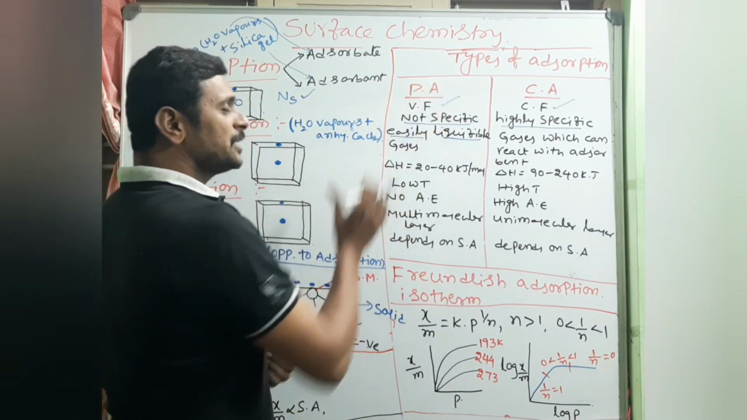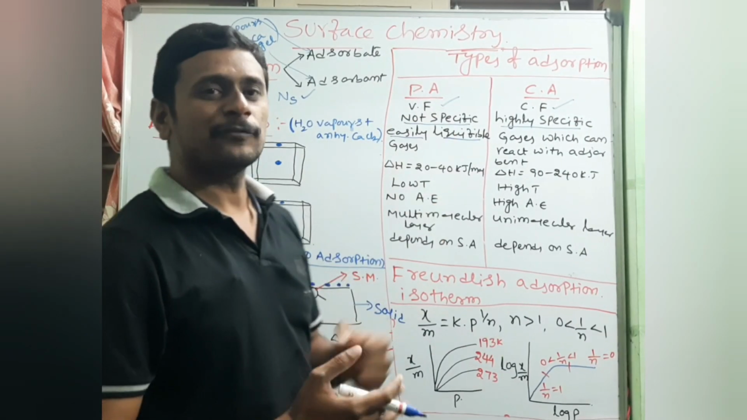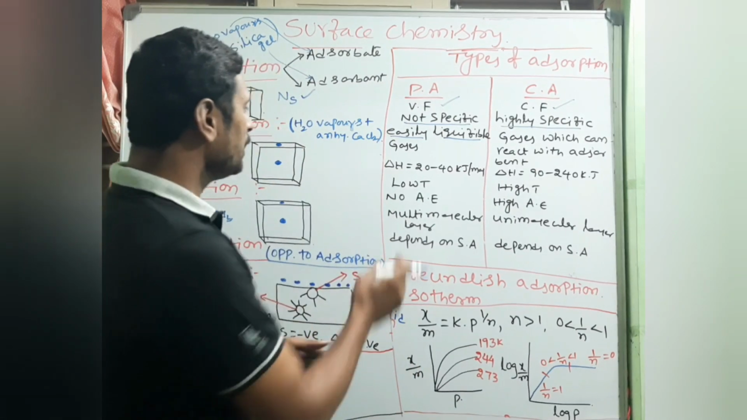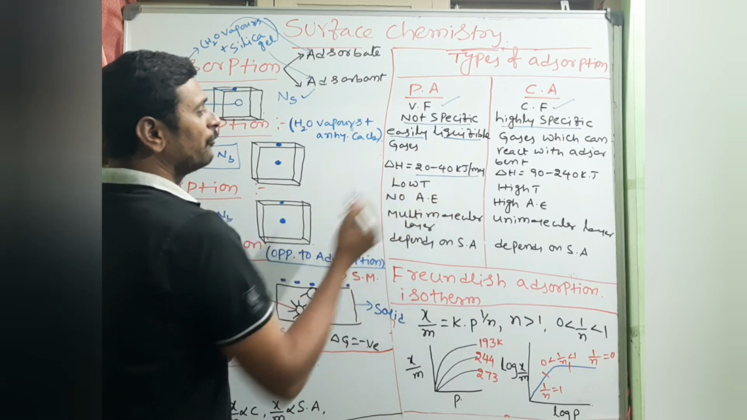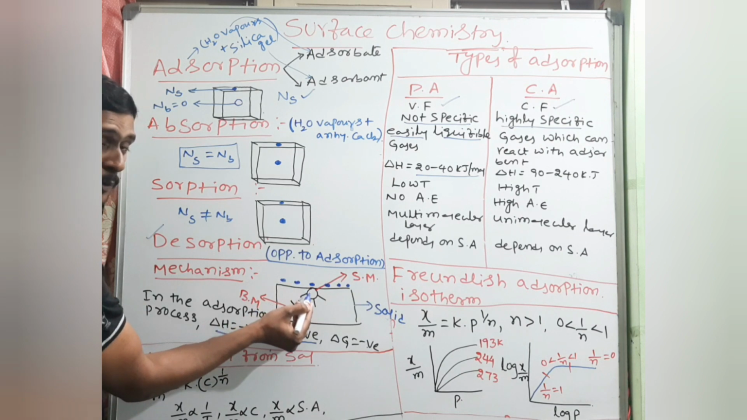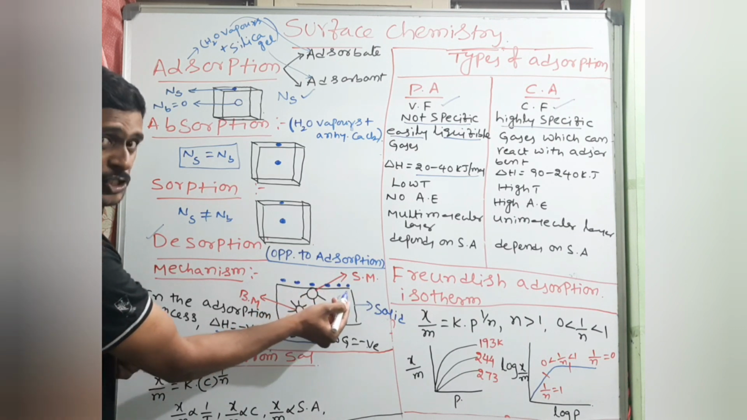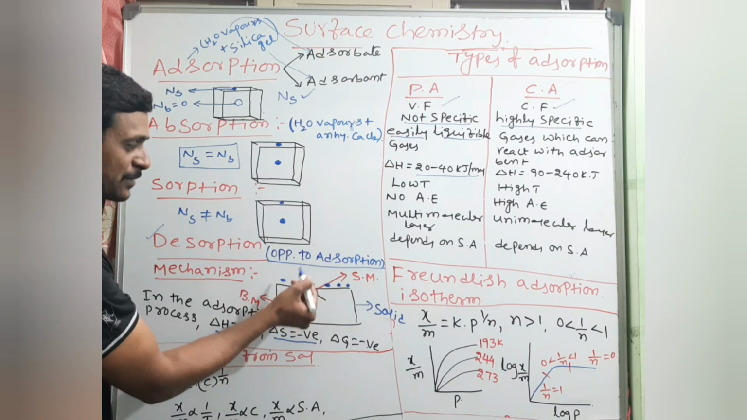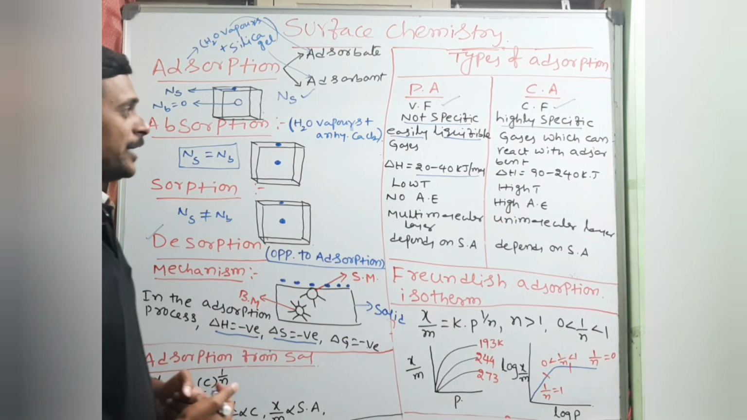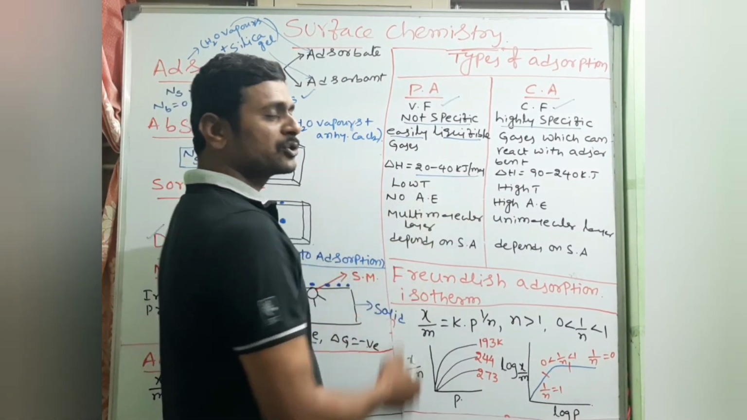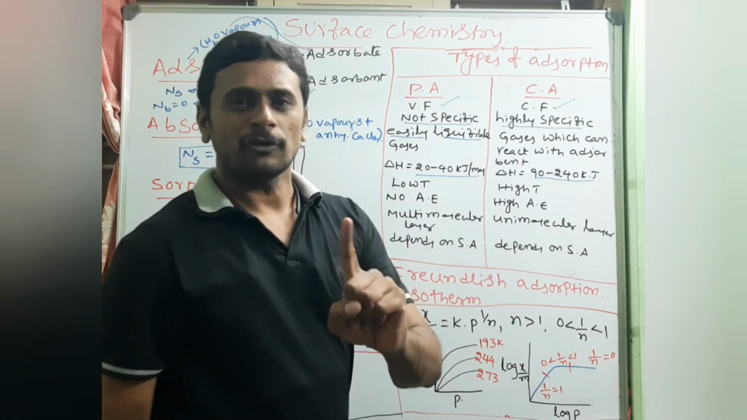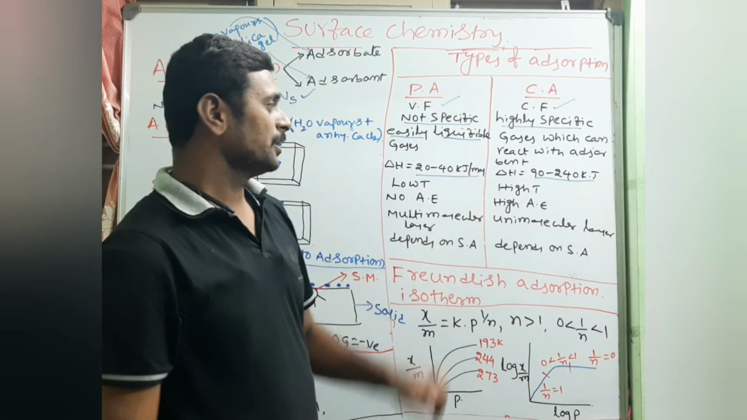Next, physical adsorption involves physical forces, which are weak forces. In this, only a small amount of energy is released: 20 to 40 kilojoules per mole. In this adsorption process, the energy possessed by surface molecules is lost in the form of heat. That is, delta H is negative. Same here, 20 to 40 kilojoules per mole. But in chemical adsorption, 90 to 240 kilojoules per mole of energy is released.